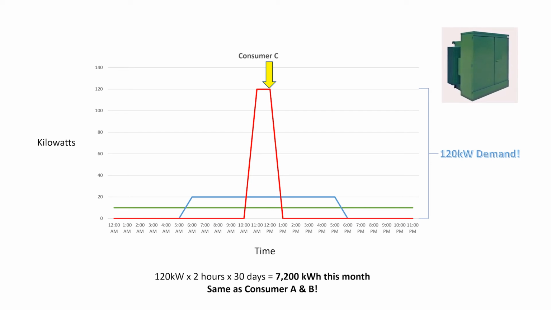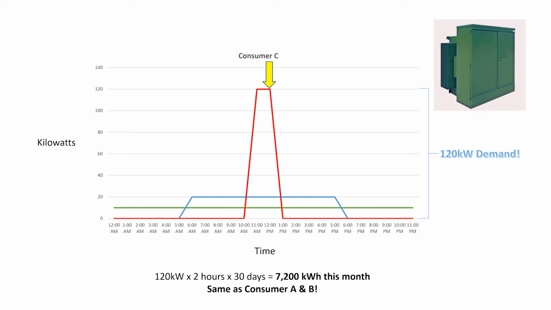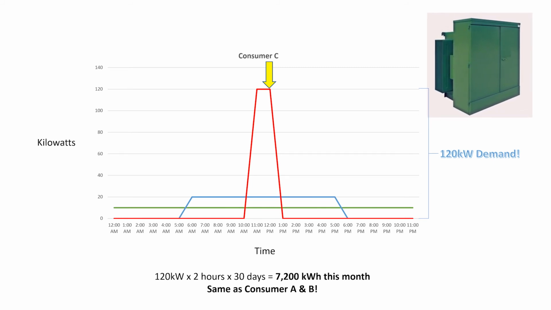Yet if all three consumers are paying only for the kilowatt hours they use, they all pay the same amount. So is this fair? Not really. That's why certain classes of ratepayers pay a demand charge to fairly recover the greater costs for the much larger system required to support the demand of how they use electricity.